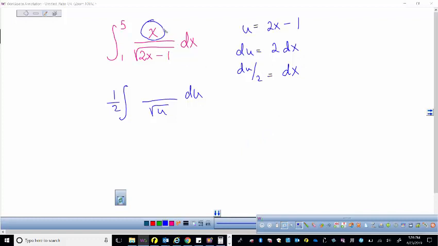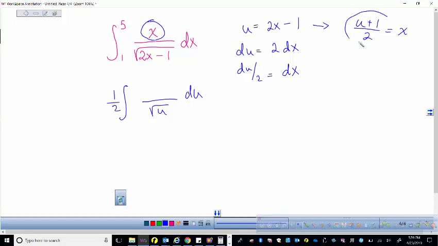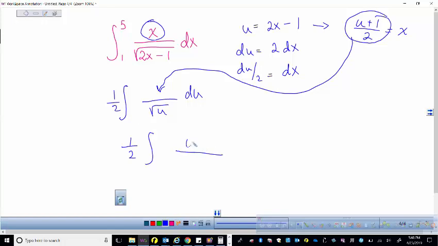So I need to replace this x. Well, I know that u is 2x minus 1. So that means if I do some algebra, u plus 1 divided by 2 is equal to x. So I'm going to put this in for x right here. So I have 1/2 times the integral of u plus 1 over 2 square root of u. So this is u plus 1 over 2 du.